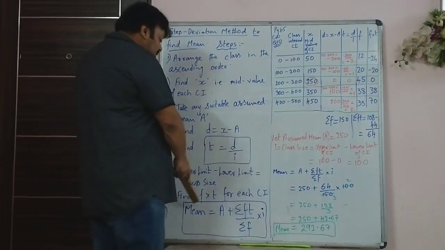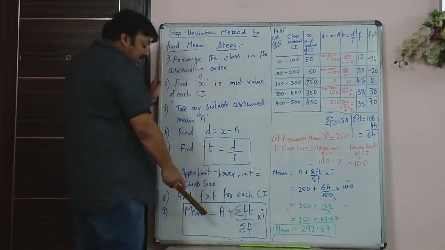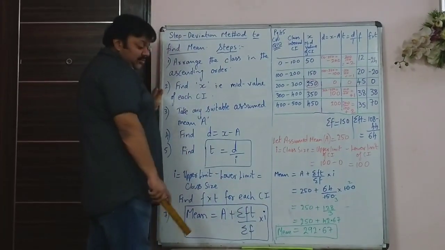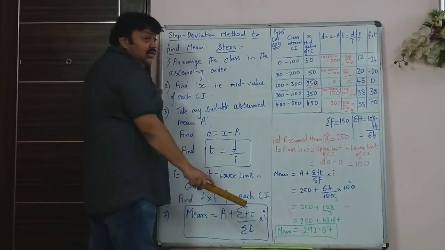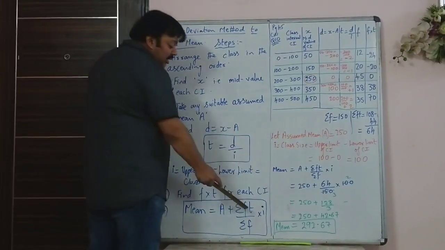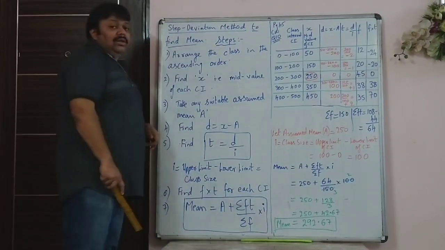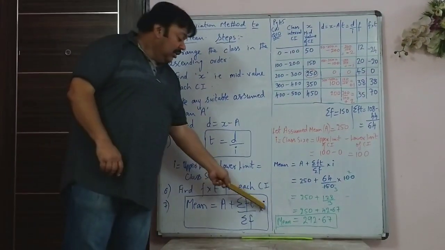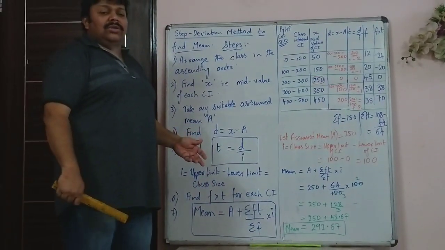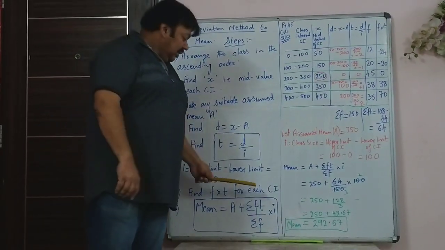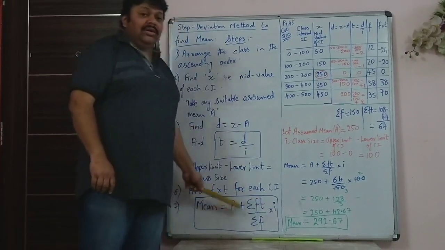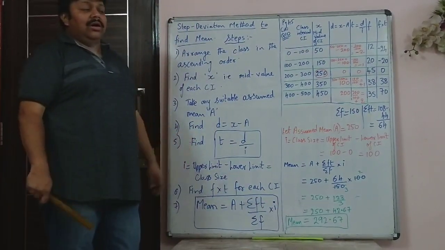So then you have to use this formula. Mean is a plus sigma f of t upon sigma f into i. f of t, it is now instead of f of d. And because t was already d upon i, once again you are multiplying this part of the formula with the class size. So it is almost like shortcut method. Only the thing is that since you are dividing by i, in the final case when you write mean, you multiply it back by i.